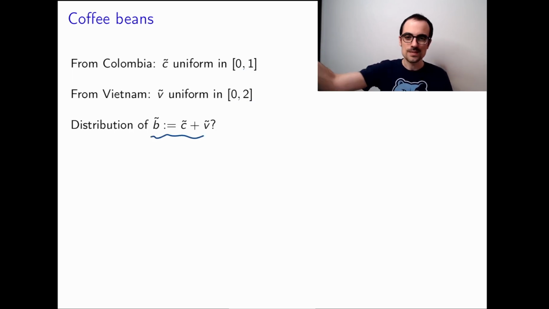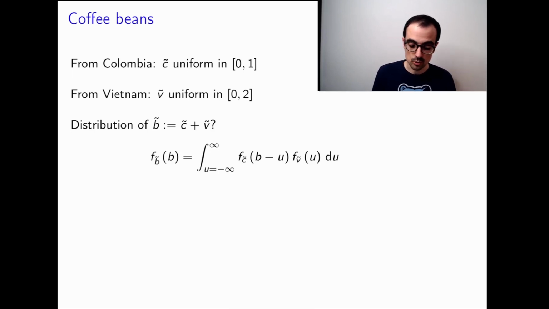And since maybe Colombia and Vietnam are far enough, we're going to model the crops and so on as if they were independent. So C and V are going to be independent. In that case, the density of the sum is equal to the convolution between the two PDFs.